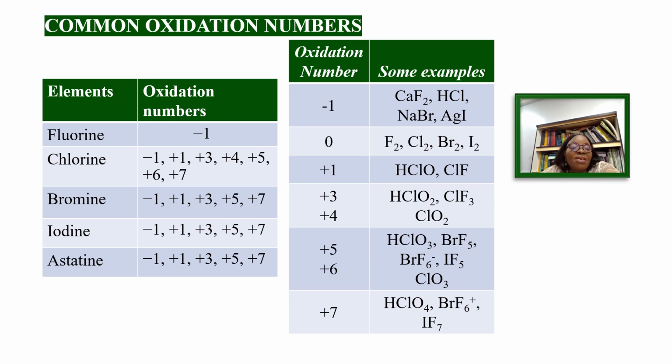Bromine can also exist in 5 oxidation states. Iodine can exist in 5 oxidation states, and astatine can exist in 5 oxidation states. So the members of this group can exist as -1, 0, +1, +3, +4, +5, +6, and +7. Examples of their compounds where they exhibit these oxidation numbers are shown.